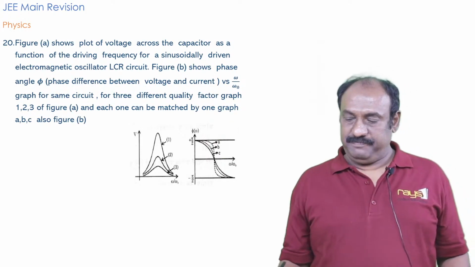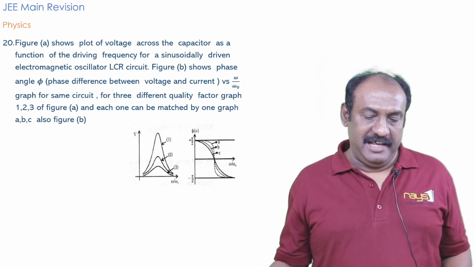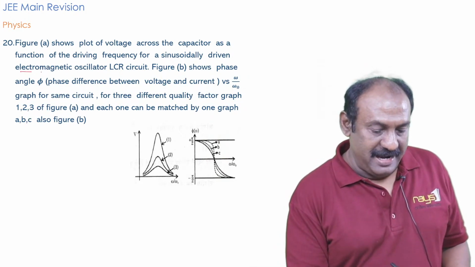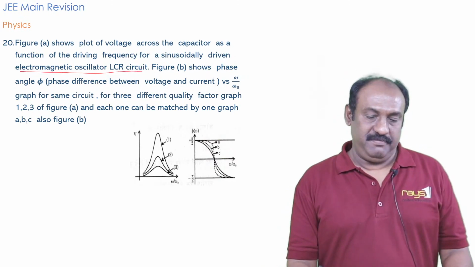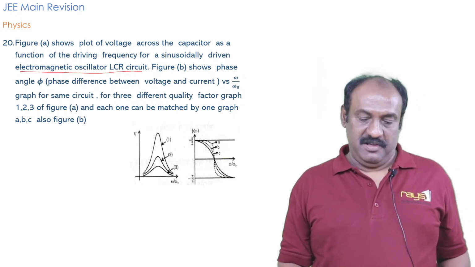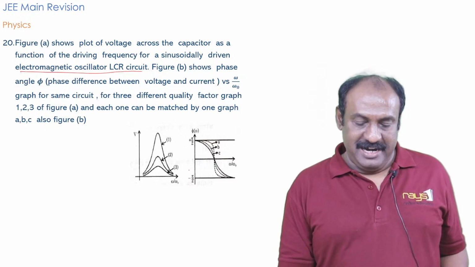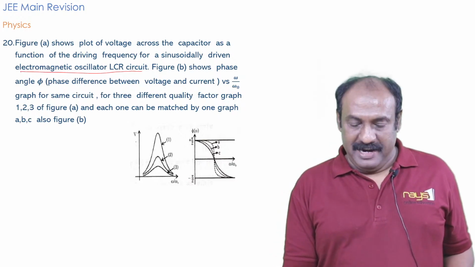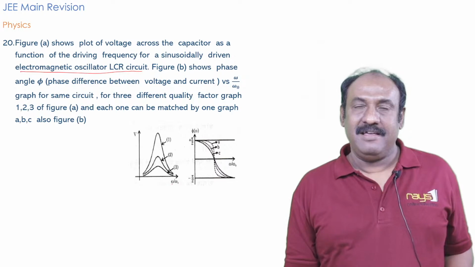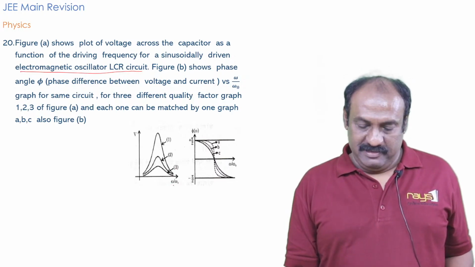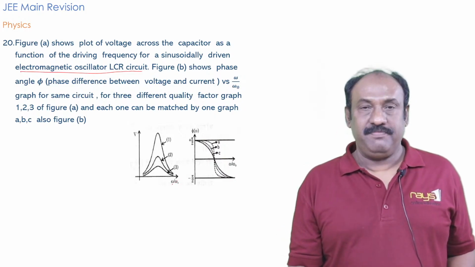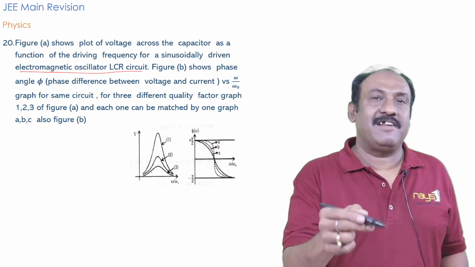Question number 20. The figure shows the plot of voltage across the capacitor as a function of the driving frequency of a sinusoidal driven electromagnetic oscillator of an LCR circuit. So it is a resonance graph in the case of an LCR series circuit. The resonance graph is plotted between the voltage across the capacitor and the frequency ratio omega by omega naught. What is omega naught here? Omega naught is the natural frequency, and omega is the frequency of the source.